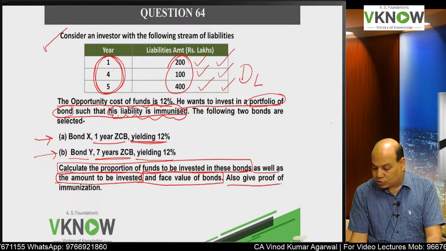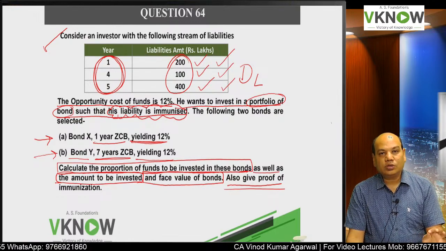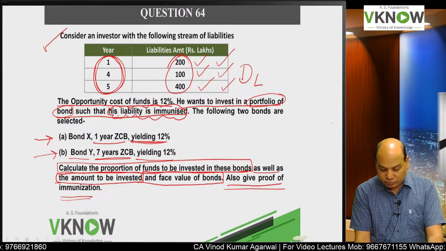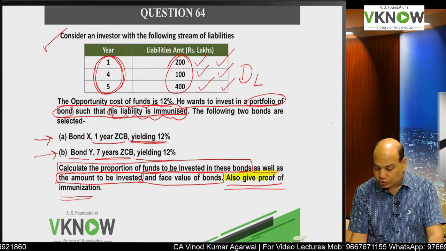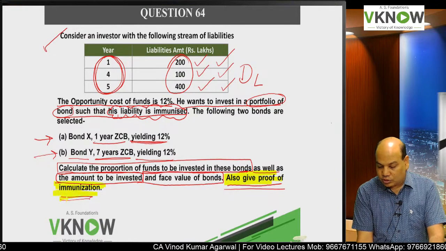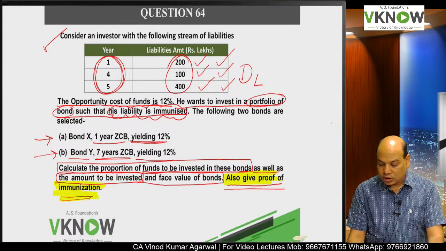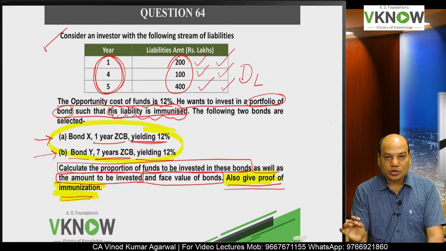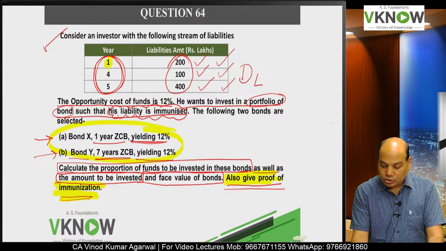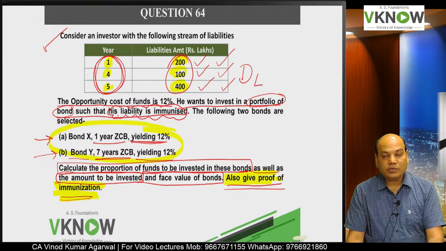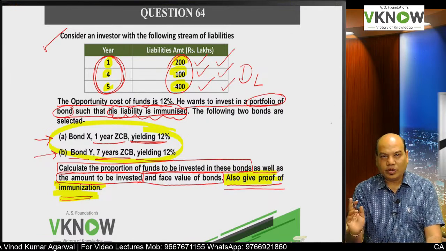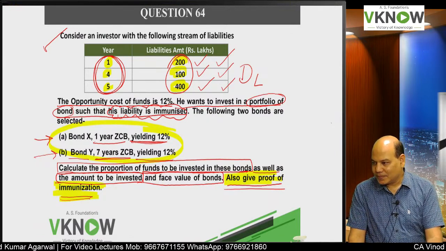And in order to convince you once again, we will also give the proof of immunization. In the exam, they don't ask you this proof, but as a good student, as a learner, we have to ensure that by following the strategy of matching the duration of liability with duration of asset, we will be able to pay these liabilities at respective points of time, even if the market rate of interest changes. Okay, so are you ready? Say yes, we are ready.